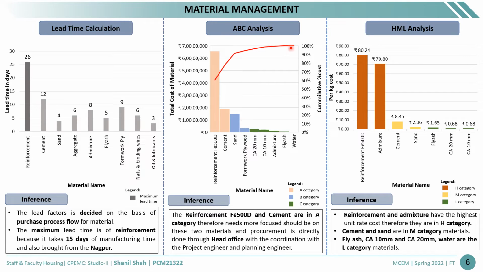Then in the ABC analysis, the reinforcement and the cement are in the A category and they should be more focused, and they are directly procured from the head office. Then in the HML analysis, the reinforcement and admixture have the highest unit rate, so they are in the high category, and cement and sand are in the medium category.